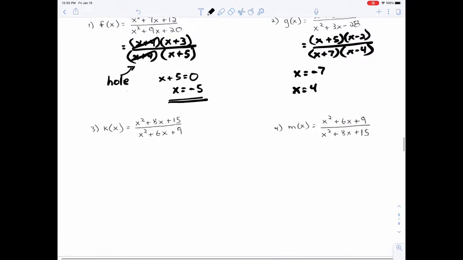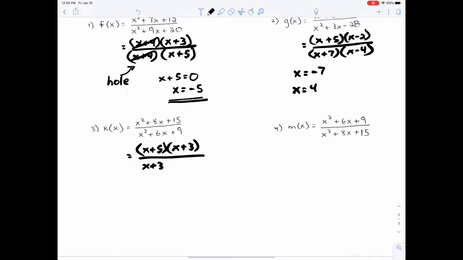Okay, in this case, we have x plus 5 and x plus 3 all over x plus 3. And again, you can put x plus 3 squared if you like. It's not that big of a deal. Well, does that give us a hole? No, because we still have the x plus 3 left over. So that will give us a vertical asymptote.